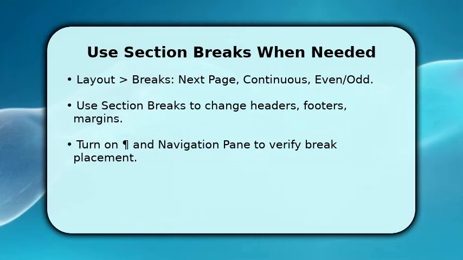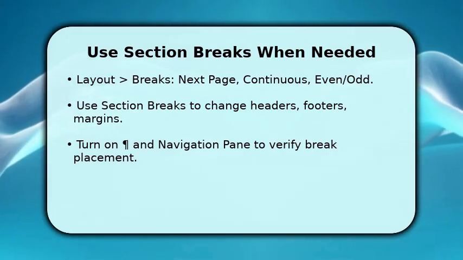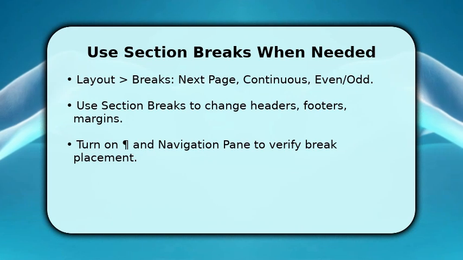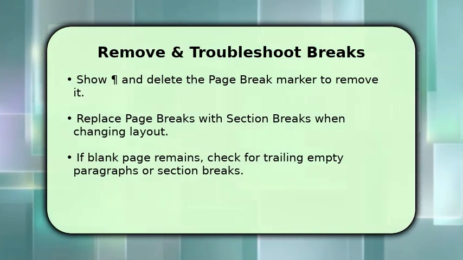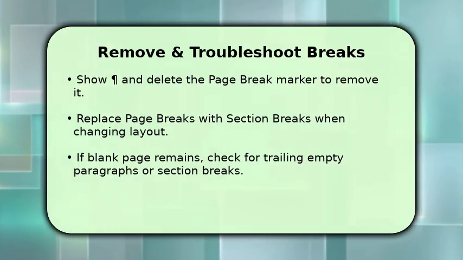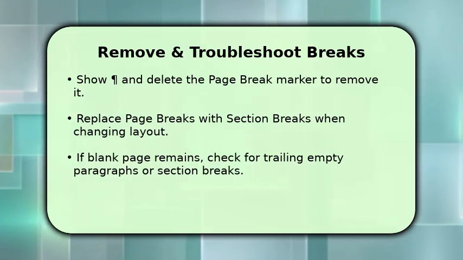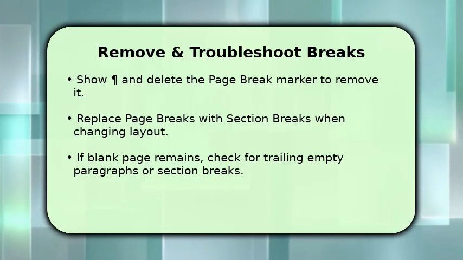Also, turn on Show/Hide Paragraph and open the navigation pane to confirm break positions so you don't accidentally split content or lose formatting. To finish, tidy up by revealing formatting marks and deleting any unwanted page or section break markers. If you need the same layout but different flow, replace a page break with a section break. Conversely, merge sections by deleting the section marker.